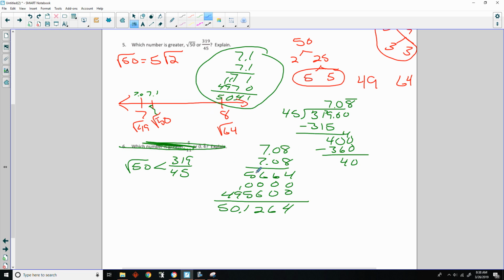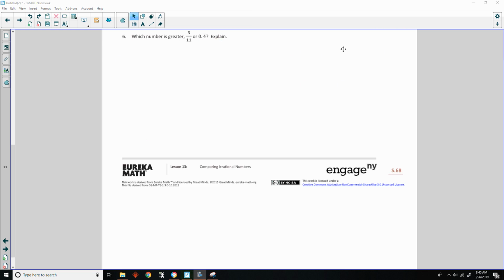And 7.08 squared is 50.1264, which is more than 50. Okay, this next one is dealing with a repeating decimal and 5/11ths.